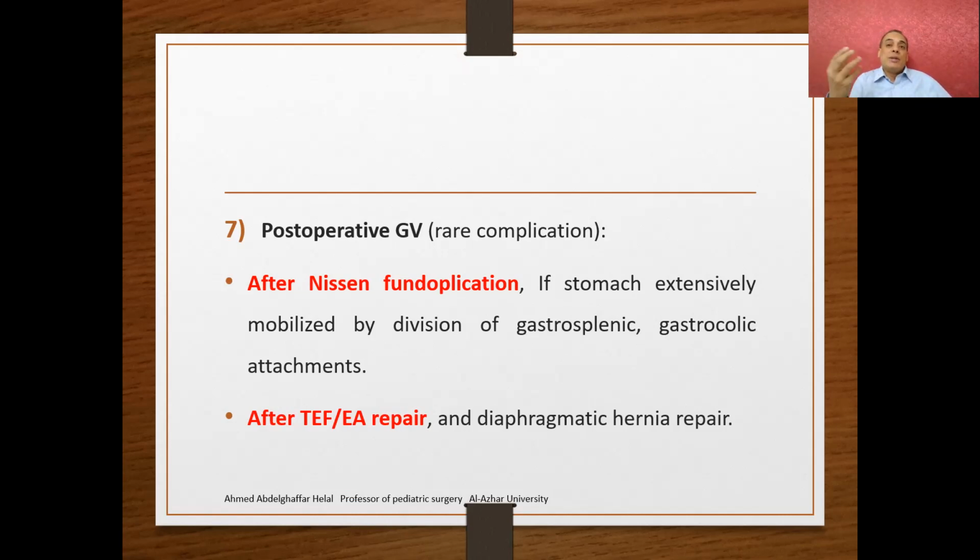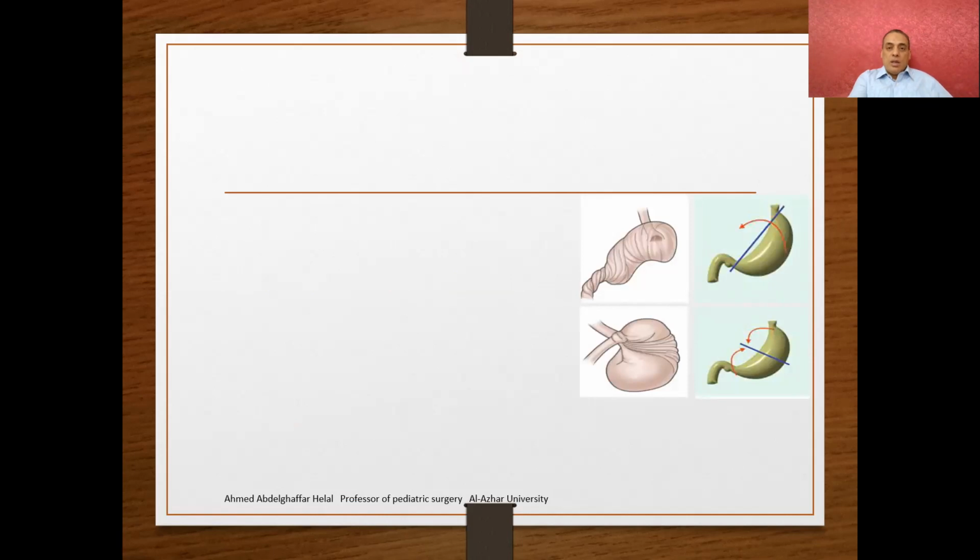All these causes predispose to the occurrence of gastric volvulus, by increasing the mobility of the stomach. This increased or abnormal mobility may cause the stomach to twist around itself. It's very important to know the types of gastric volvulus. Actually, we have two main types, and the third type is a combination.